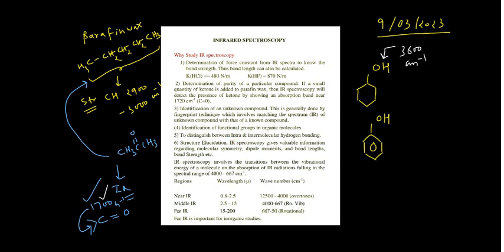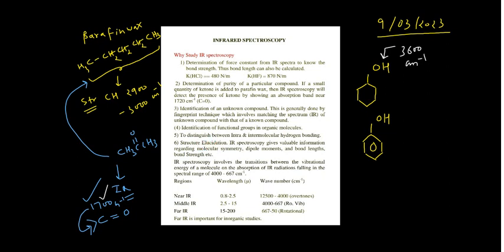But intermolecular hydrogen bonding is dilution dependent, or you can say concentration dependent. That means if your hydrogen bonding is of the intermolecular type, then the shape of the band and the position of the band will change if you keep on diluting your sample. This is something very, very important which you should know. And number 6 is structure elucidation.